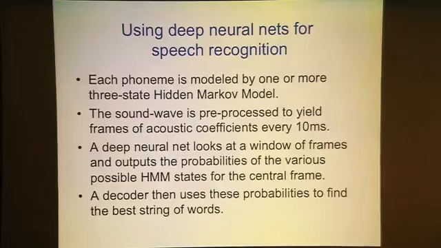So you model each phoneme by a little hidden Markov model that has a few states. Sometimes for a phoneme you have many different hidden Markov models depending on the neighboring phonemes. But initially we just used one hidden Markov model per phoneme, roughly.